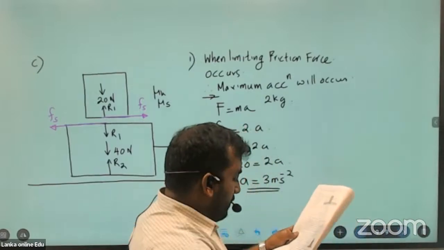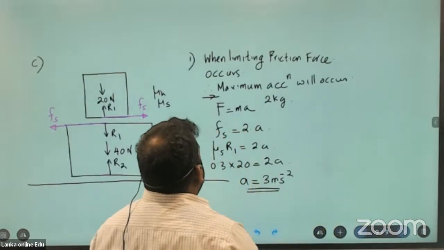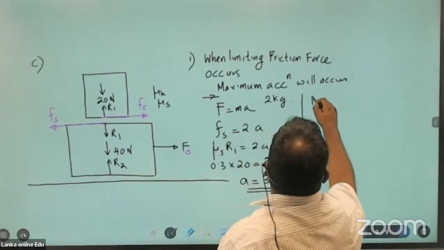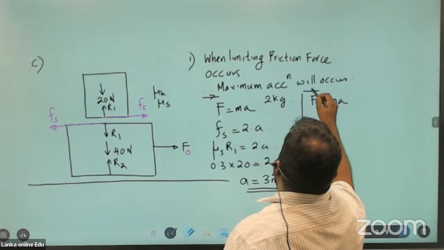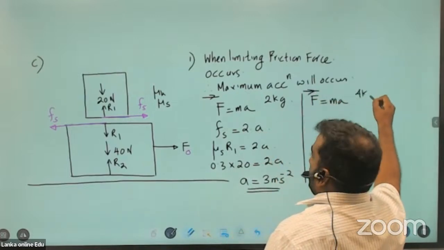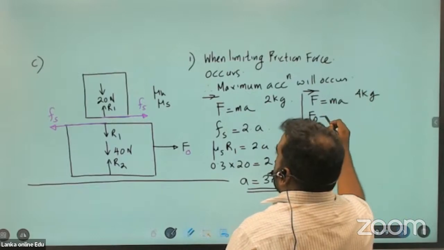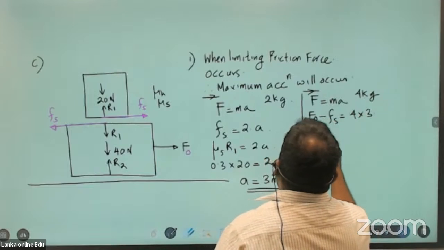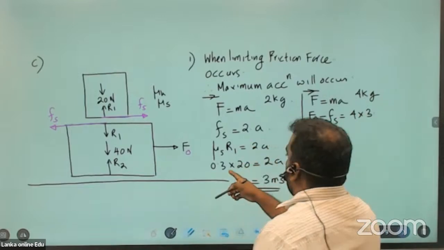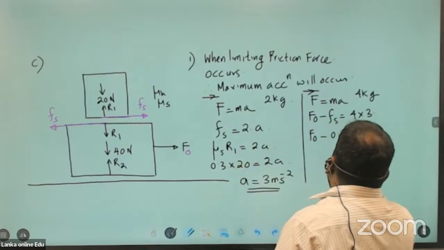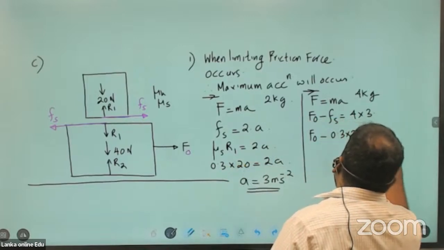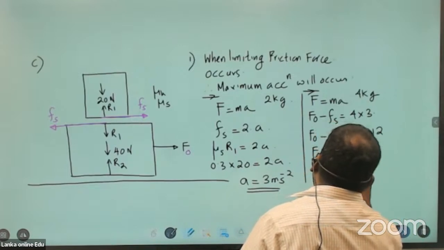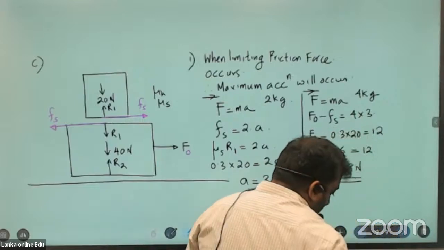If acceleration is found, what else do you need? Maximum force. Here you are applying F equal ma in the forward direction for the 4 kg. F naught minus static friction, mass is 4 times the same acceleration 3. Static friction is 0.3 times 20, which is 6. F naught minus 6 equals 12. F naught equals 18 Newton.